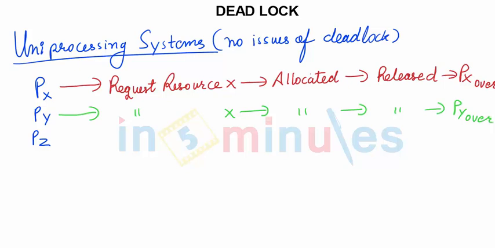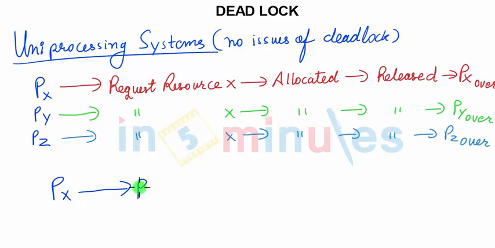On a similar front, PZ requests resource X, it gets allocated, it is released, and PZ is over. So basically in a uni-processing system, since everything happens one after another, PX is first getting over, then PY, and then PZ. Now consider a multi-processing system.